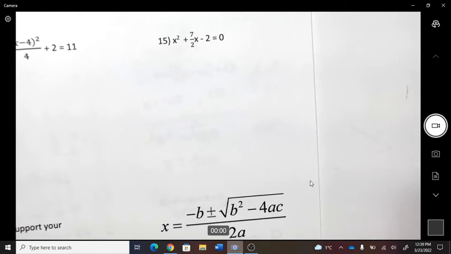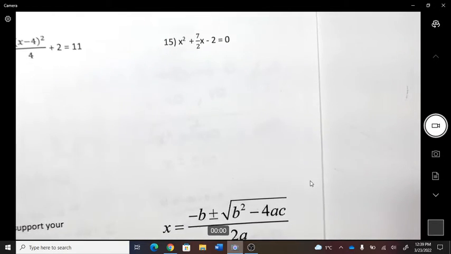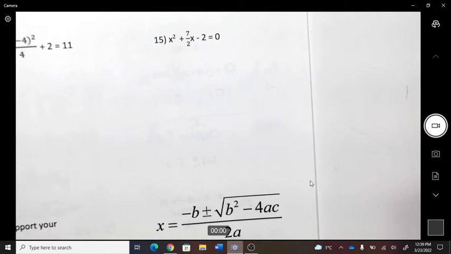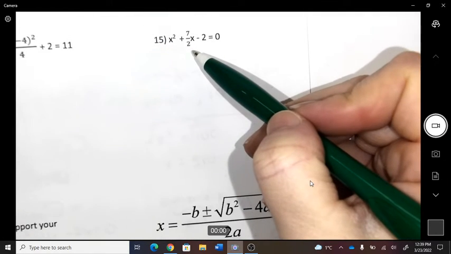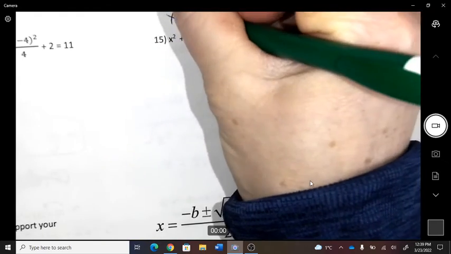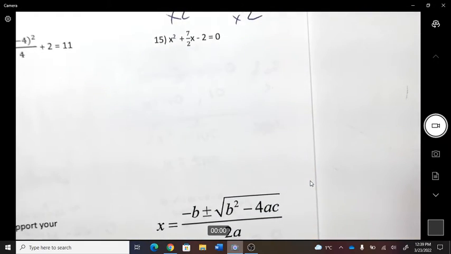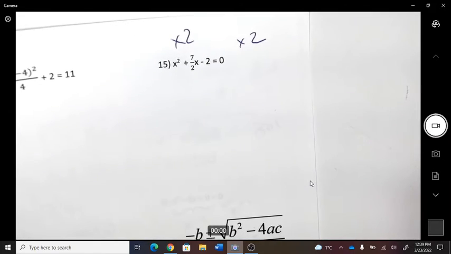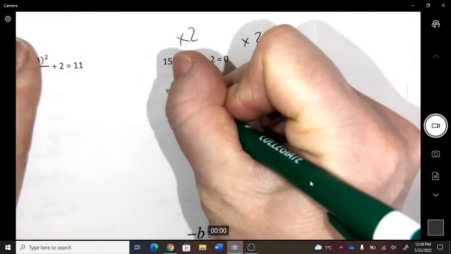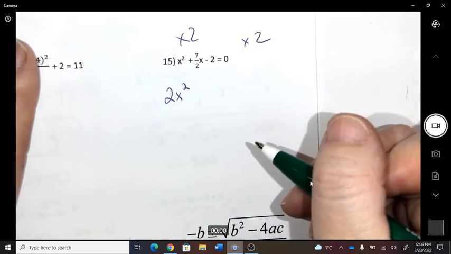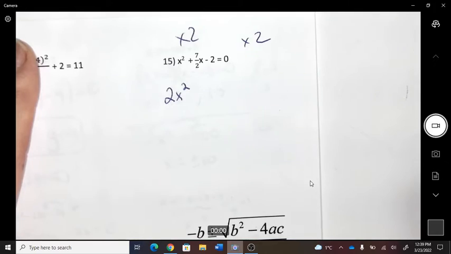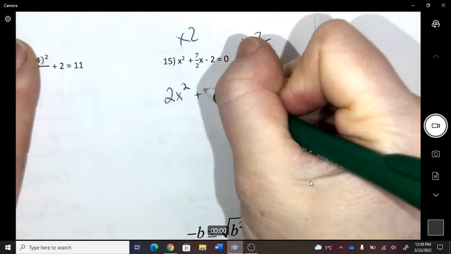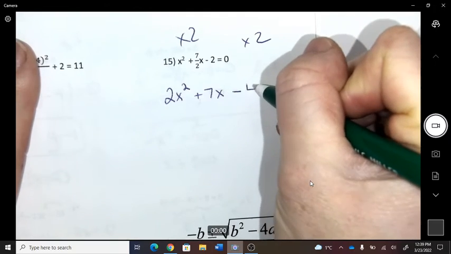Okay, can I do number 15? I'm going to jump to number 15. What is it that I don't like there? I kind of just don't like something in that one. Do we like working with fractions? Probably not. So I'm going to times everything by 2. Okay, so 2x squared. What happens to 7 halves when you times it by 2? Just 7. There's a cancel. Minus 4.